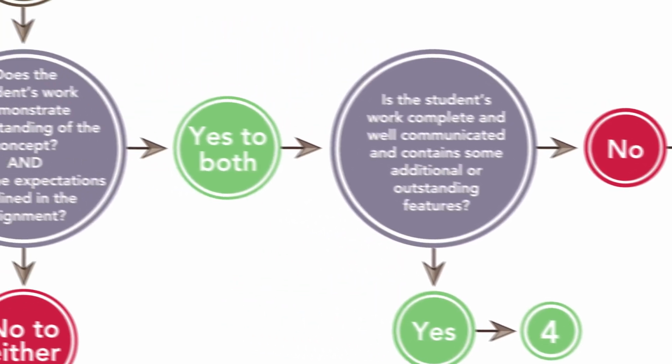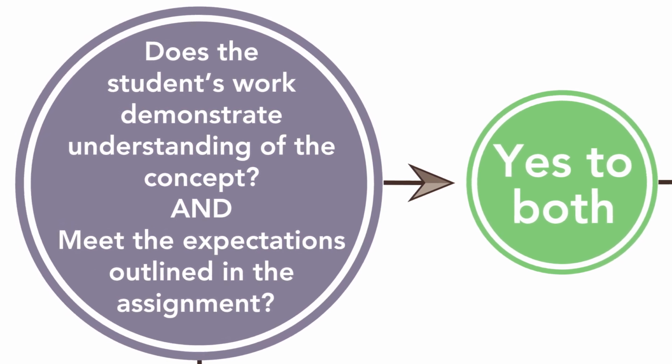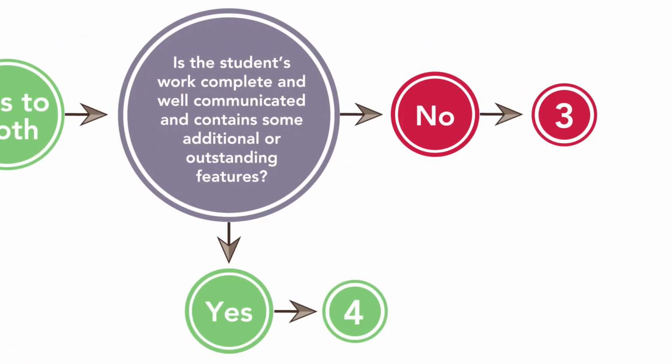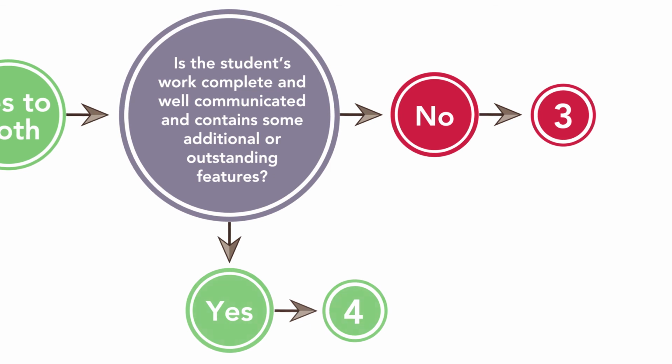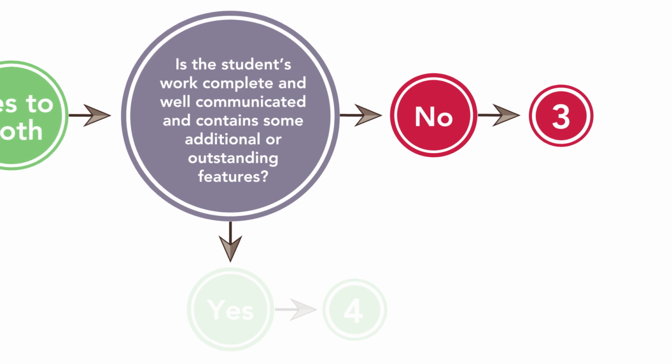Now let's back up. If students' work is being reviewed and they answered yes, they have a demonstration of understanding of the concept, and yes, their work meets the expectation of the task, we know it's a 3 or a 4. We come to the follow-up question, is the student's work complete and well communicated? If the answer to this is no, the student will score a 3. A 3 indicates that the student does not need reteaching. However, something might be slightly incomplete or the product isn't well communicated, meaning someone simply looking at the work and trying to determine what the student did may struggle a little bit.